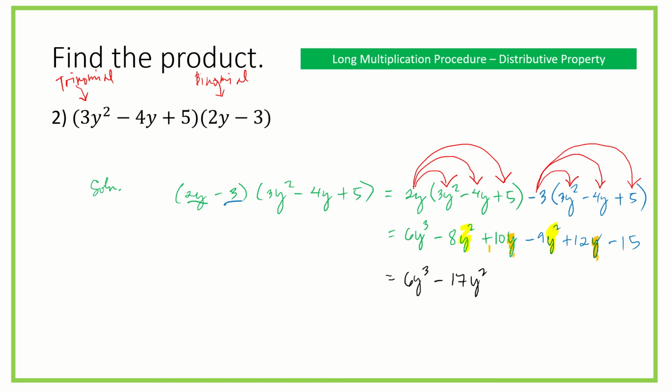So that means these are like terms. So we add the exponents. I mean, add the coefficients. 10 plus 12 is 22. Then don't forget to copy the common literal coefficient y. Then finally, minus 15. So this is our final answer.